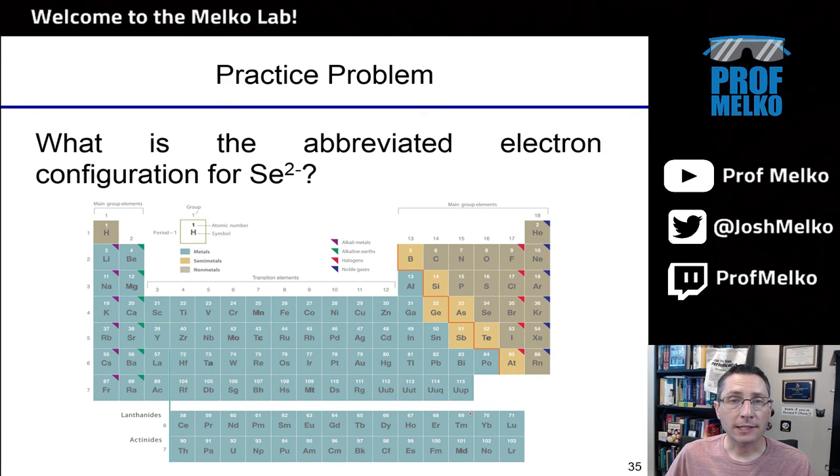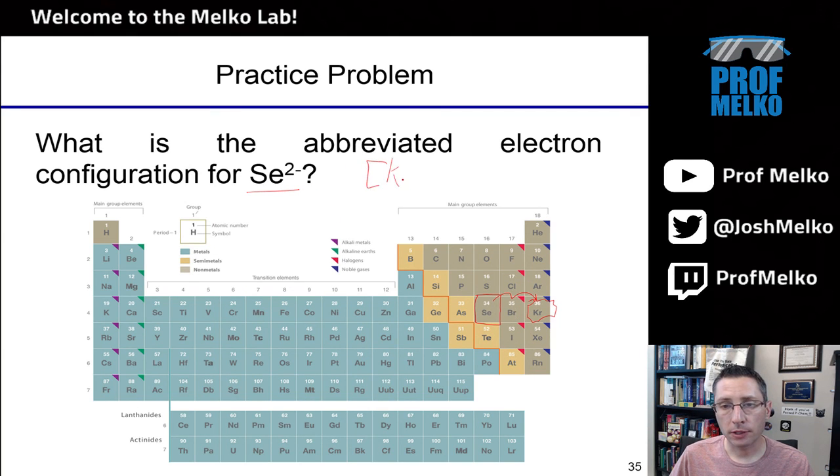So let's end with a practice problem. Feel free to pause the video here and try to write the abbreviated electron configuration for this ion. Se is selenium. It lives right here. The 2- means I'm adding 2 electrons, meaning I now am going to look like krypton.